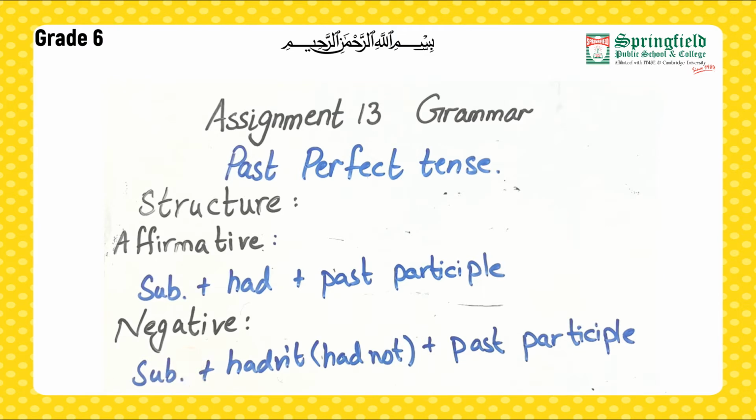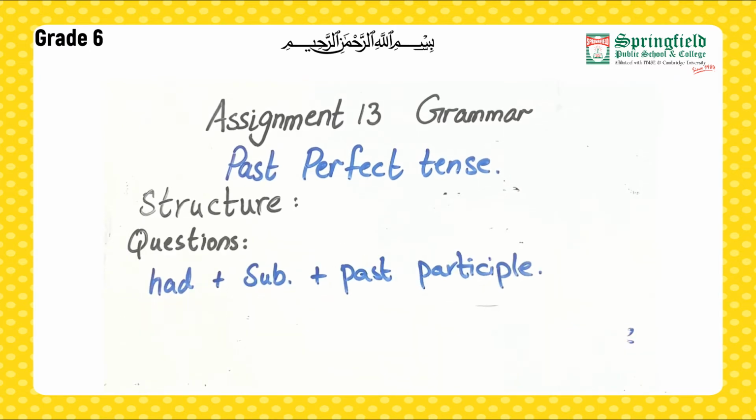Then in negative we have subject plus hadn't. With had we use not, like its negative form. So we'd say hadn't, then we have a past participle. Alright, for questions we put the had before the subject. So had plus subject plus participle, like third form of verb. So these are the structures for how to make a past perfect tense. I'm sure you have understood past perfect tense. Now we will do our exercises.